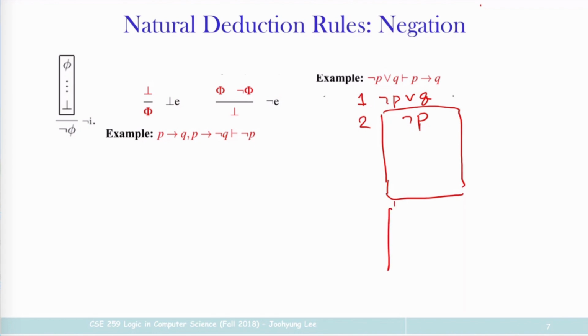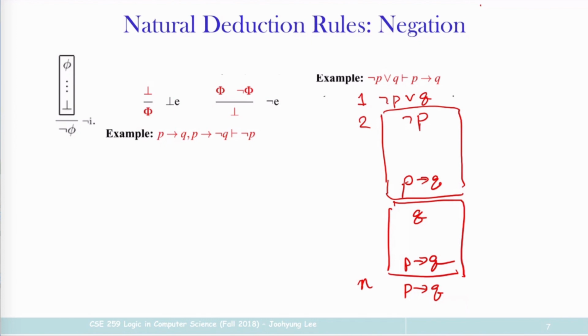I need another box that has Q. And what should I have in the last line of each box? P implies Q. Good. Okay, so that part is clear. So now let's try to fill each of the boxes.